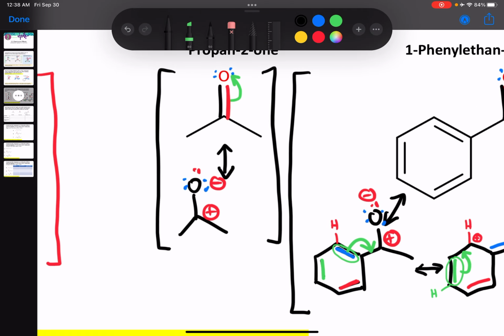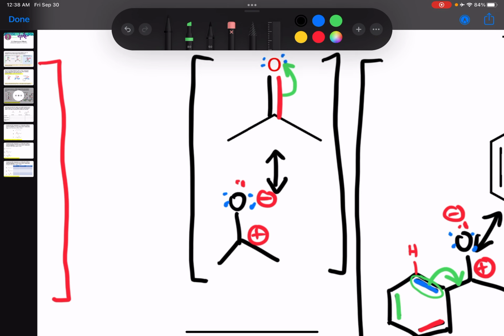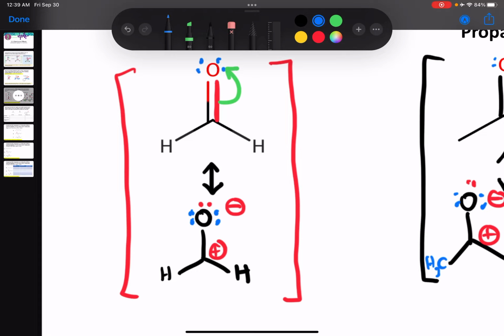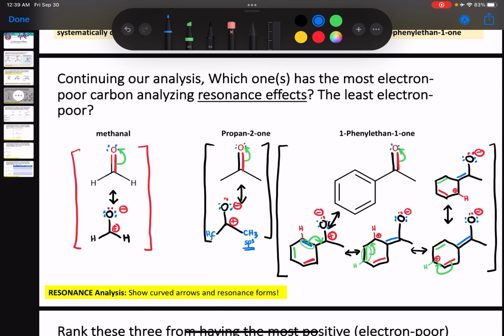Now let's look at propan-2-one. Will propan-2-one have any other resonance structures? Beside the carbonyl carbon with a positive charge are two CH3 groups, and both of these are sp3 carbons. No pi bonds, no lone pairs to resonate, and therefore we cannot resonate anymore. And obviously, going back to methanal, beside the positive carbon are two hydrogens which cannot participate in resonance or pi bonding.